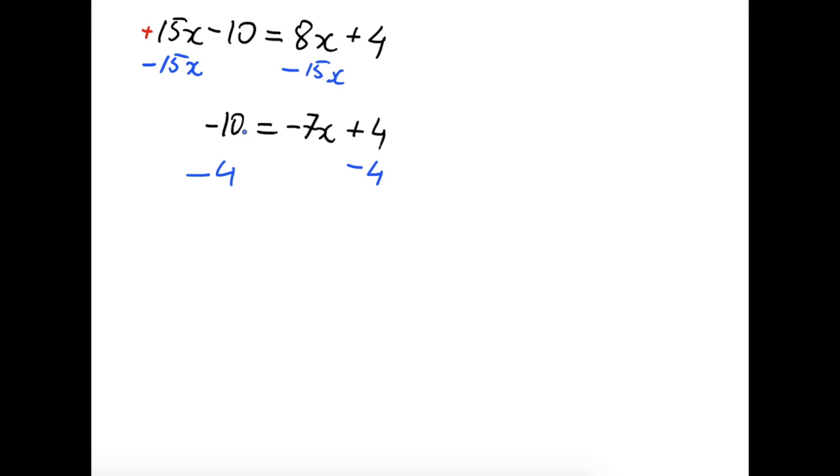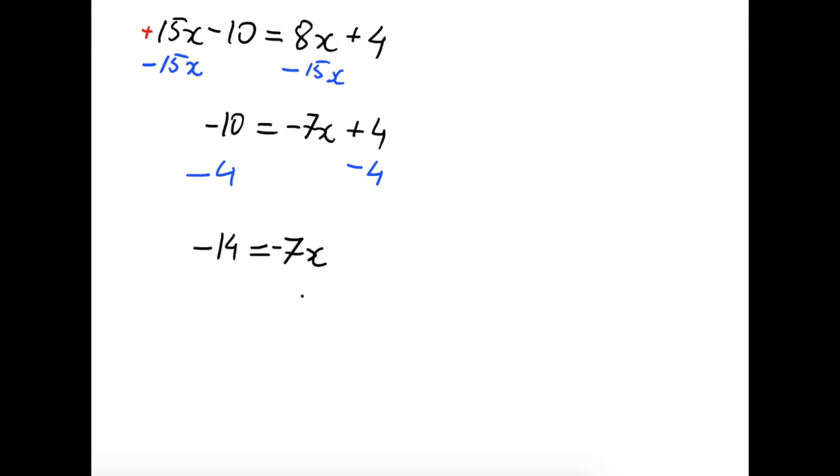Now, the final equation will look like this. Minus 10 minus 4 is equal to minus 14. Now, that's it on this side. I can put my equal sign in the middle, and then I have minus 7x and plus 4 minus 4 is equal to 0. So it disappeared, cancelled out. So then I'm almost there. I have minus 14 on one side, and I have minus 7x on this side. Numbers on one side, letters on the other side.